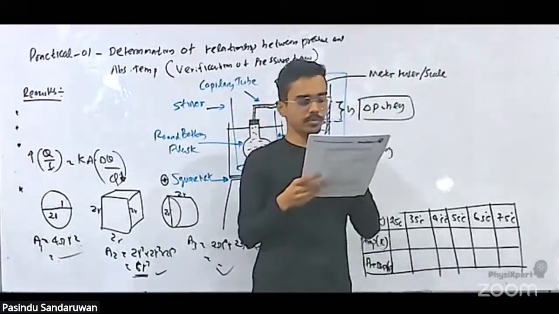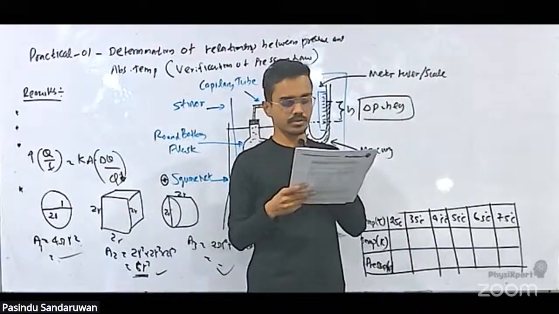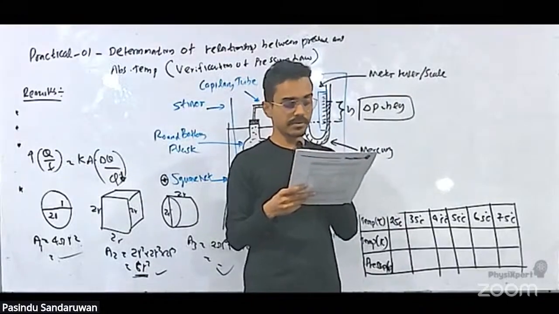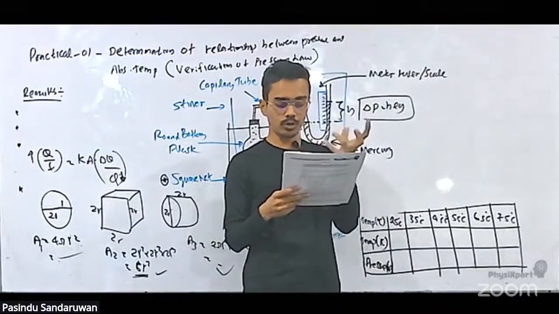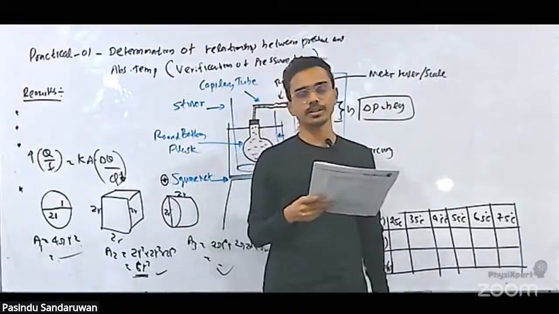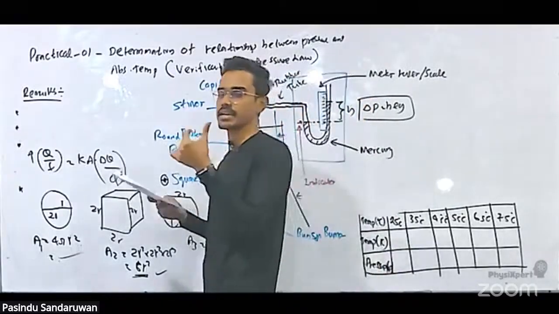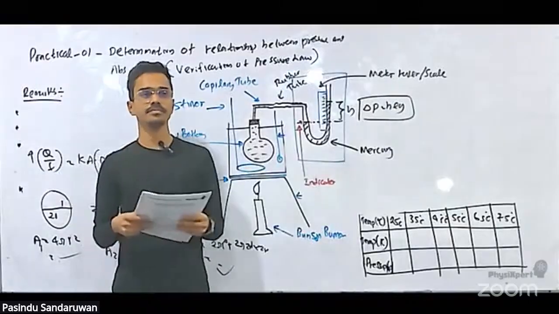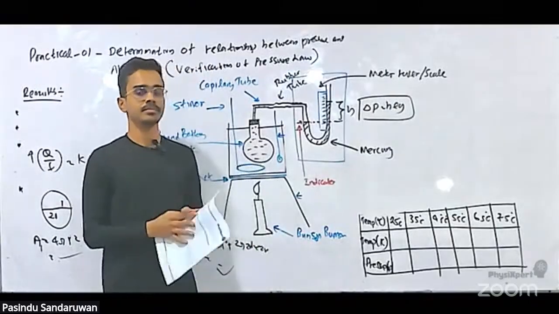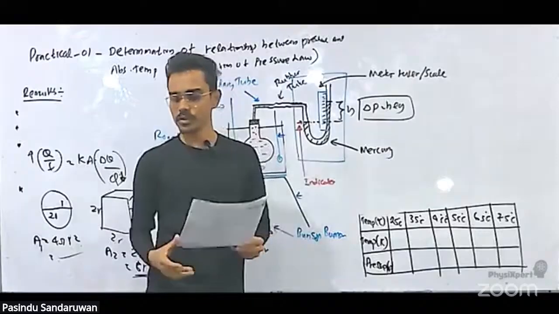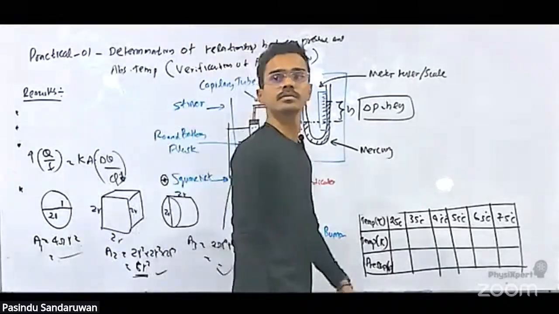The resulting error can be minimized by using a bulb with a large volume and a capillary tube as a connecting tube. We can only reduce that percentage error to about 1%. There is no other option. Any questions before moving on to the next? All good?